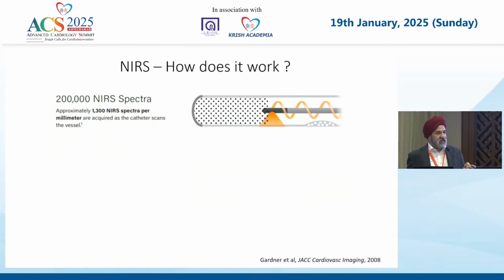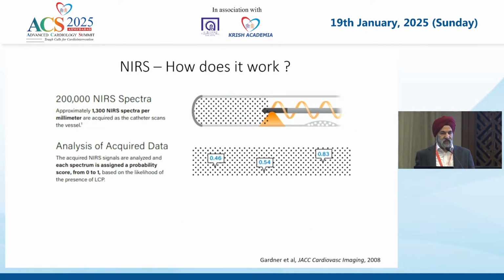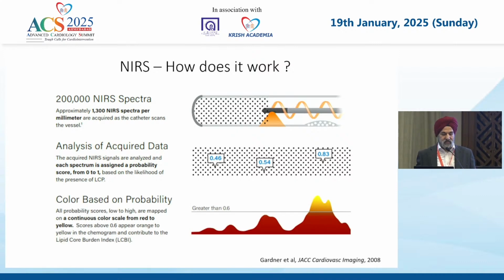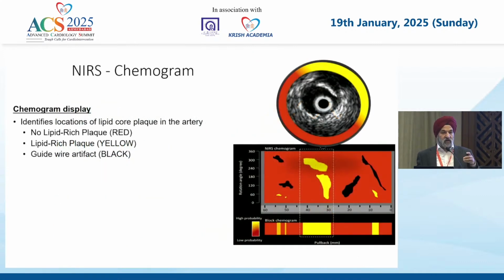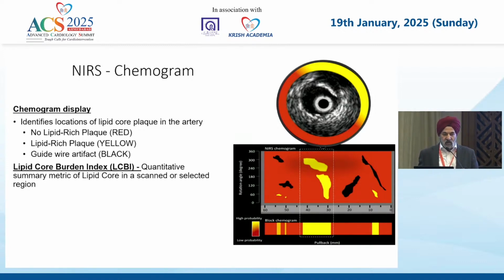Now, how it works is that you have the NIRS signals which get into the vessel and they get reflected back, and they generate a kind of probability score between 0 to 1. A score of 1 gives it a bright yellow light. Anything closer to 1 makes it a little orangish, and if it is close to 0, it makes it red. So this is a kind of color-coded interpretation of the vessel wall composition, which is called the NIRS chemogram. So red means no lipid, yellow means lipid. If you see a few black dots, they are produced by the artifacts of the wires.